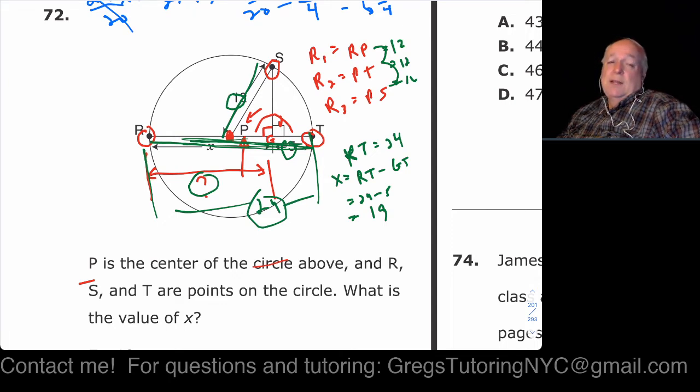But otherwise, once you realize the radiuses are each 12, and double that is the diameter, which is RT, the diameter is 24, it just becomes a no-brainer at that point, okay? So be careful with these kind of things.